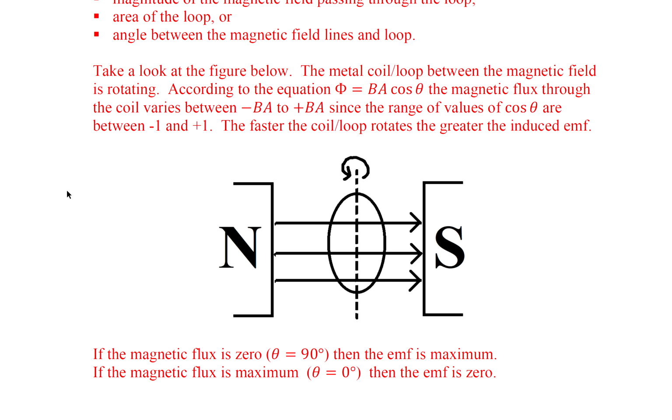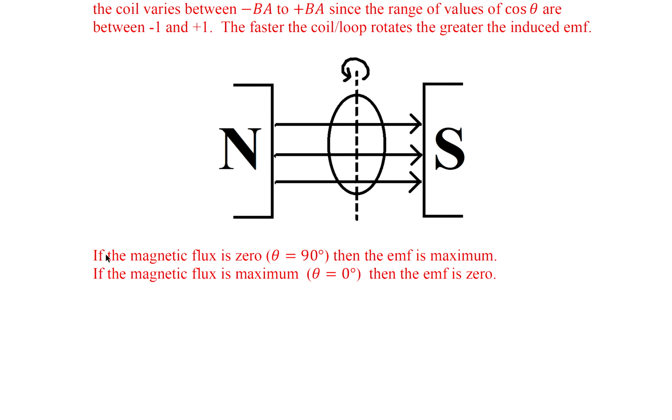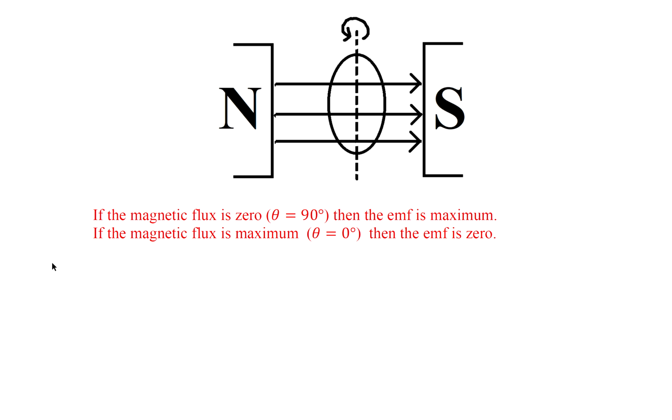So take a look at the figure below. The metal coil or loop between the magnetic field is rotating. Okay, that's this loop in the middle here. According to the equation phi equals Ba cosine theta, the magnetic flux through the coil varies between minus Ba to positive Ba, since the range of values of cosine theta is between minus 1 and positive 1. The faster the coil or loop rotates, the greater the induced EMF. So if the magnetic flux is 0, then the EMF is maximum. And if the magnetic flux is maximum, then the EMF is 0.